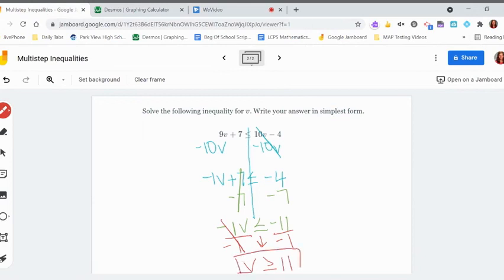So I have my answer here. V is greater than or equal to positive 11. These questions are not going to ask you to graph it. We went over that in the last two topics. We're just asked to solve the inequality for V. So go ahead and try to complete those practice problems in Delta Math.